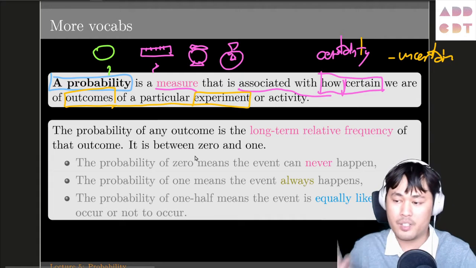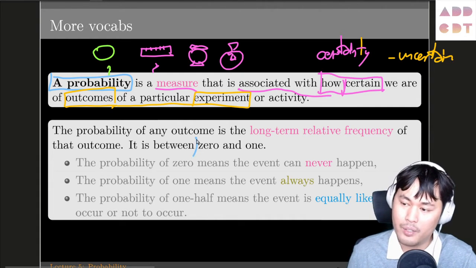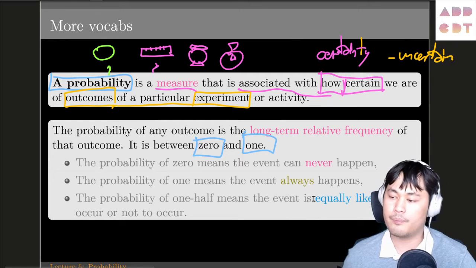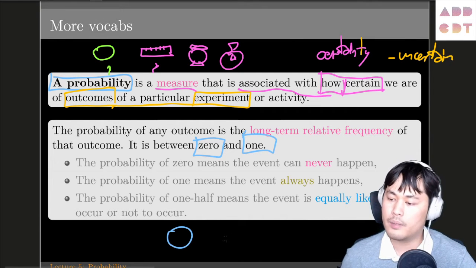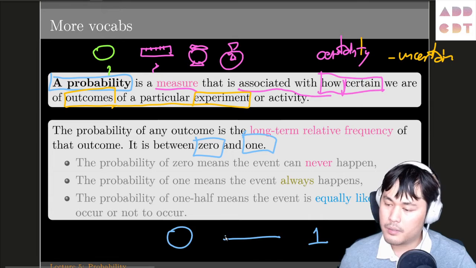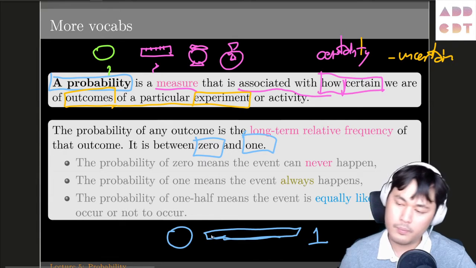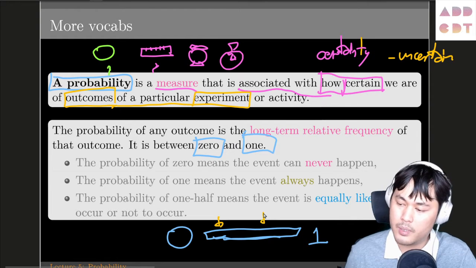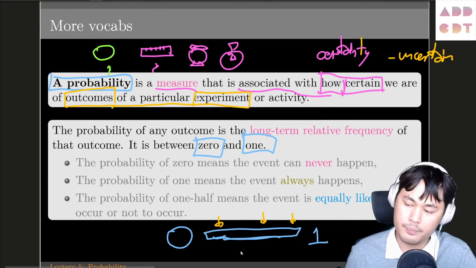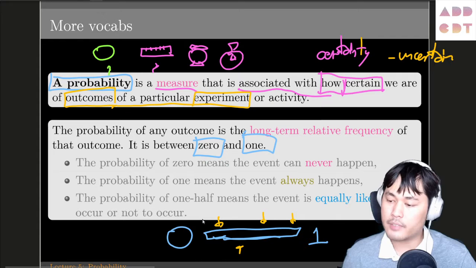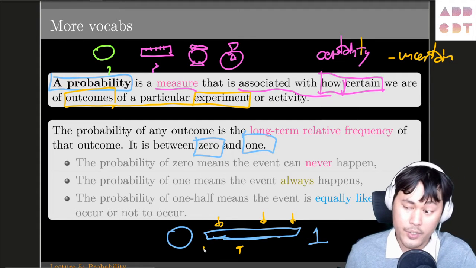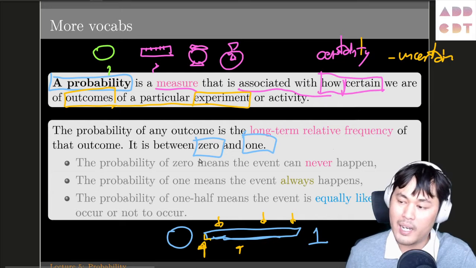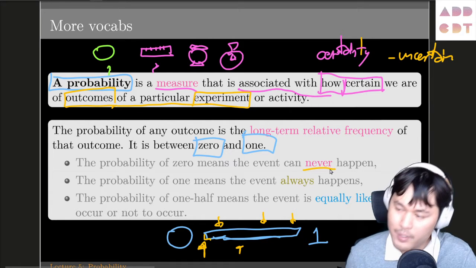We have two extreme ends. The measurement is between 0 and 1, inclusive. It can be 0, it can be 1. So you can think of a scale, and the probability is any number between these two numbers. On one end, the 0 end, it means we are certain that it's never going to happen.